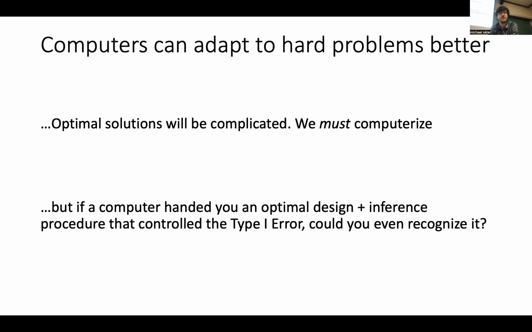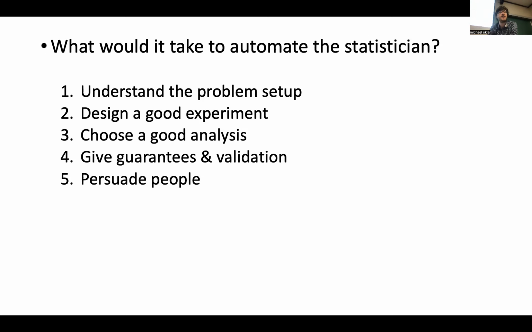which raises a difficult question now. If a computer were to hand you the optimal design and the optimal inference, and let's say it even controlled the type 1 error, which was something that you wanted, right, could you even recognize it as doing that? So I guess one way to say what I mean by automating the statistician is we could break this down to a bunch of steps, perhaps, right? If we want a whole pipeline here, where we input the problem setup, some model of the world, some model of the universe, what do the possible outcomes look like for our patients, possible prior on our treatment effects, perhaps.